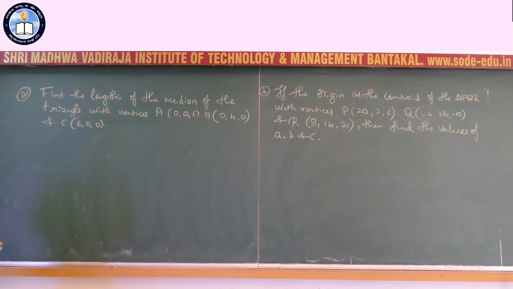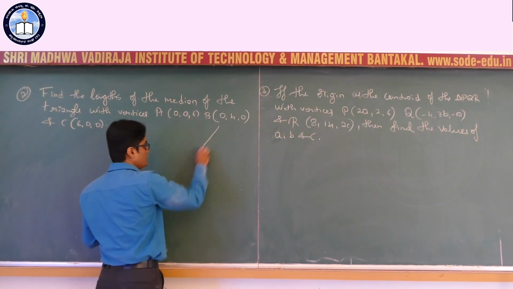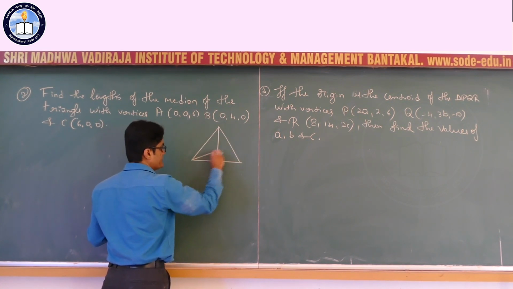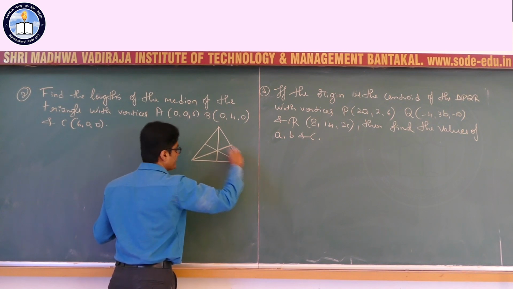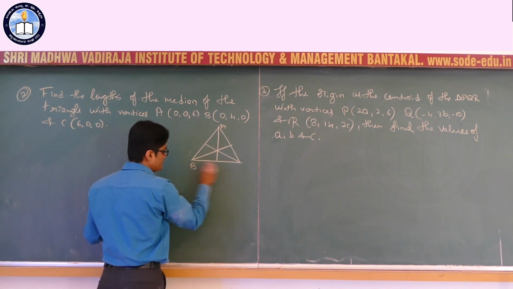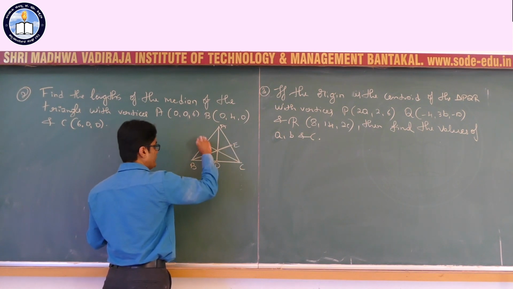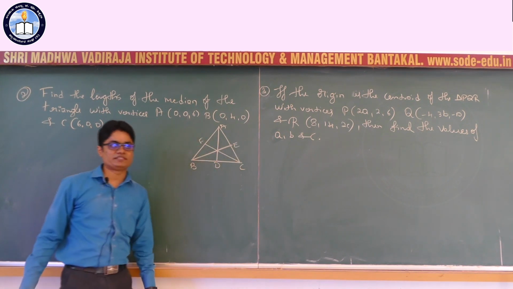Very good. So find the length of the median of the triangle with the vertices. For a triangle, how many medians can you draw? Yes, you can draw 3 medians. Here they have asked for 3 lengths, but I'm not going to solve all the 3 lengths. I'll show you how to get 2 lengths. 1 length is enough because the other 2 are the same as the first.